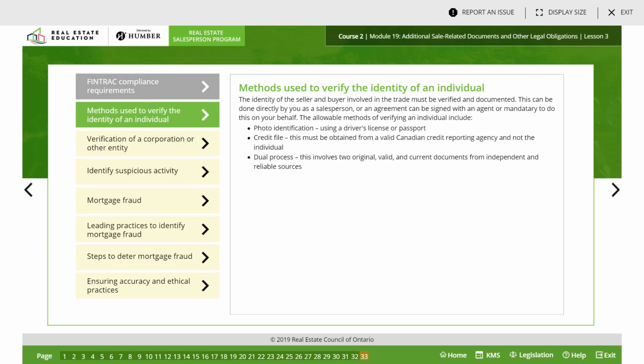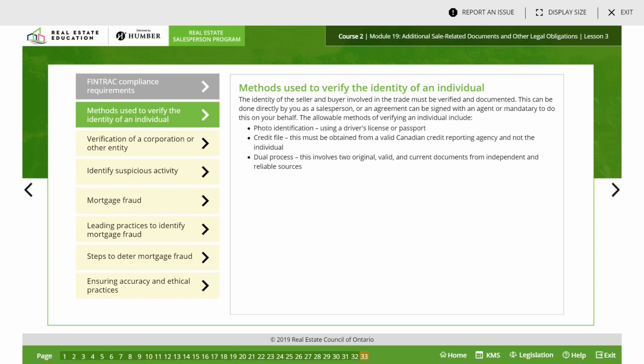Methods used to verify the identity of an individual. The identity of the seller and buyer involved in the trade must be verified and documented. This can be done directly by you as a salesperson, or an agreement can be signed with an agent or mandatary to do this on your behalf.